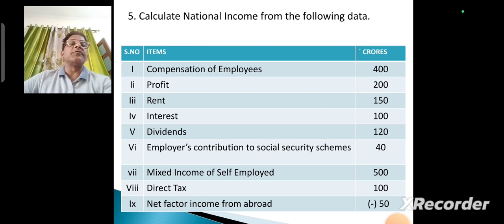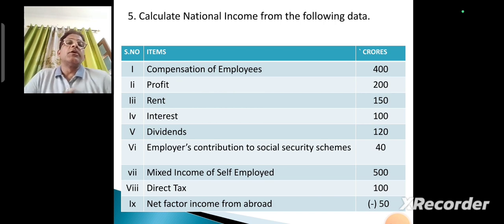These are different types of questions in which you get an idea about all the confusions which are created. COE in full has been given, so there is no problem. Along with COE, in head number 6, employer contribution is also being given. So why take it? Because it is already there in COE. Then you have rent, interest, profit, dividend. And in this also, if profits are there, there is no need of using dividend, so dividend has to be ignored. Mixed income, self-employed, 500, and direct tax has been given.